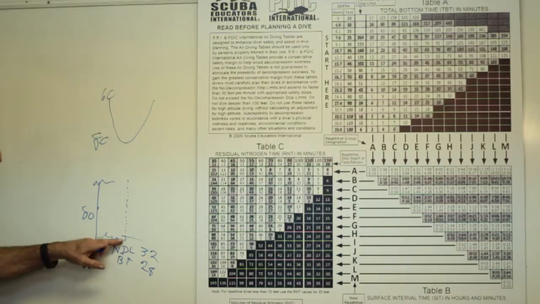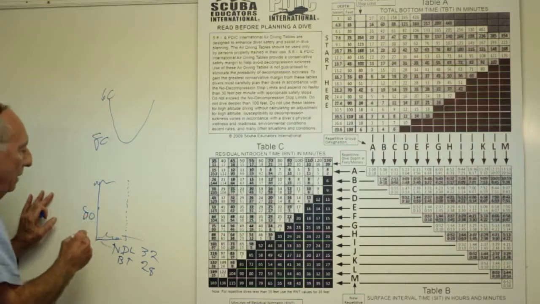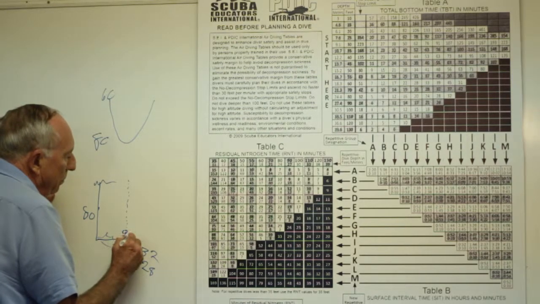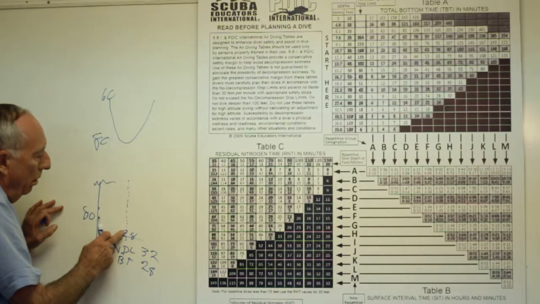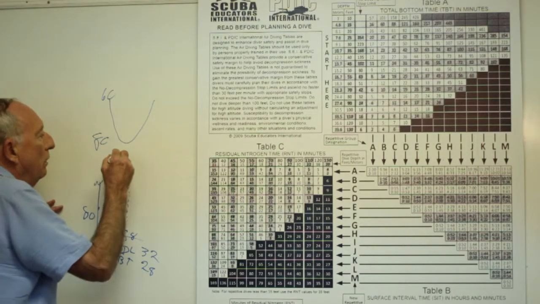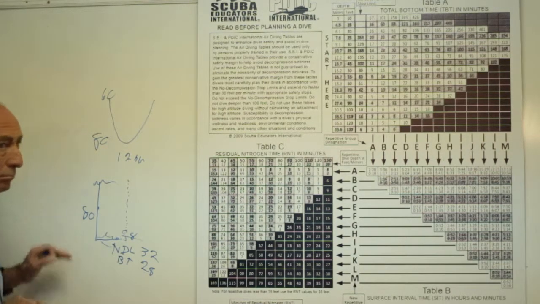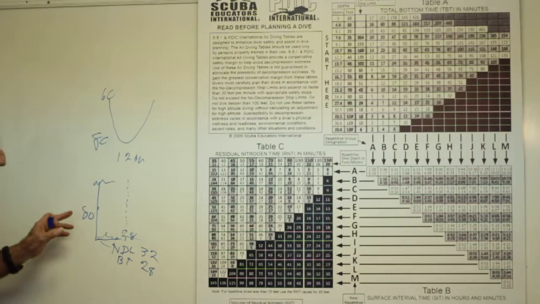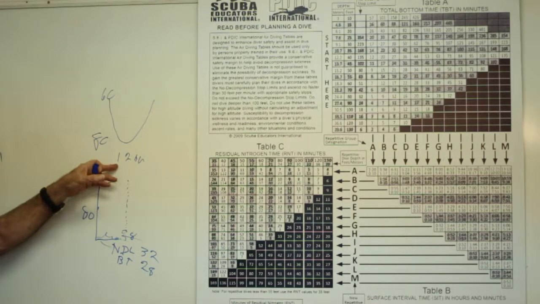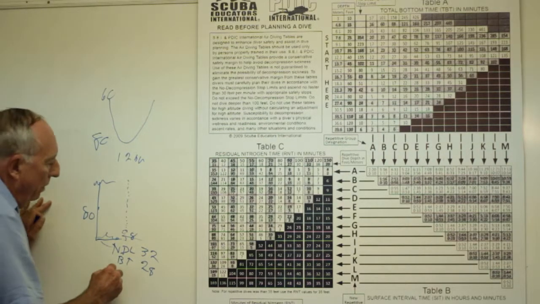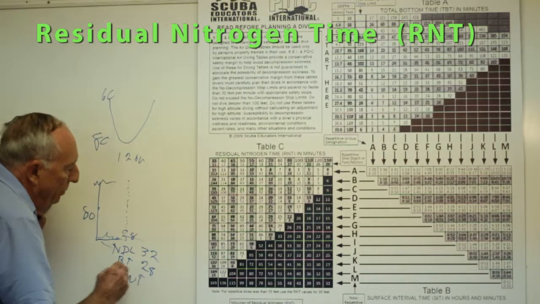But when you come up from that dive, you're going to have 28 minutes of nitrogen left in your body. So that's going to stay in your body for up to 12 hours. So if you're going to make any more dives in that 12-hour period, we have to take into consideration this nitrogen that's left in your body. This nitrogen that's left in your body is what we call RNT, residual nitrogen time.